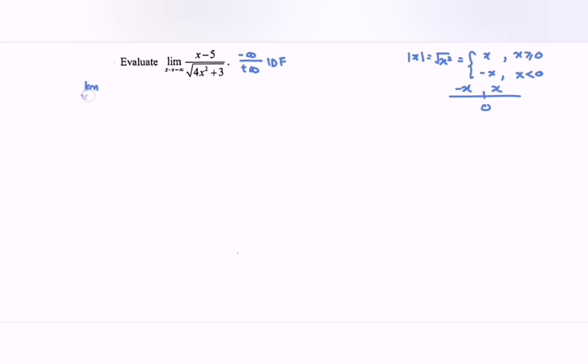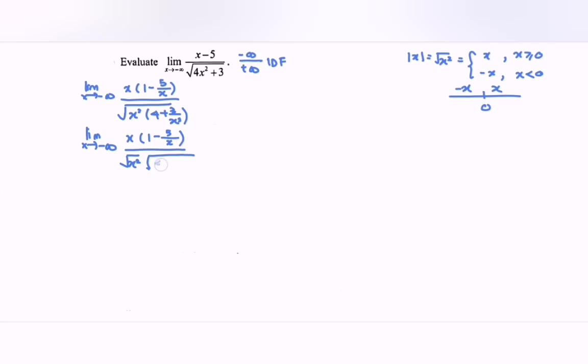So limit when x approaching negative infinity, we have to factor out the x. Here we have 1 minus 5 over x, over the square root, so factor out the x squared, we have 4 plus 3 over x squared. Rewrite the situation: limit when x approaching negative infinity, we have x multiplied with 1 minus 5 over x, over the square root of x squared multiplied with the square root of 4 plus 3 over x squared. Kindly focus on this part where we have the square root of x squared.